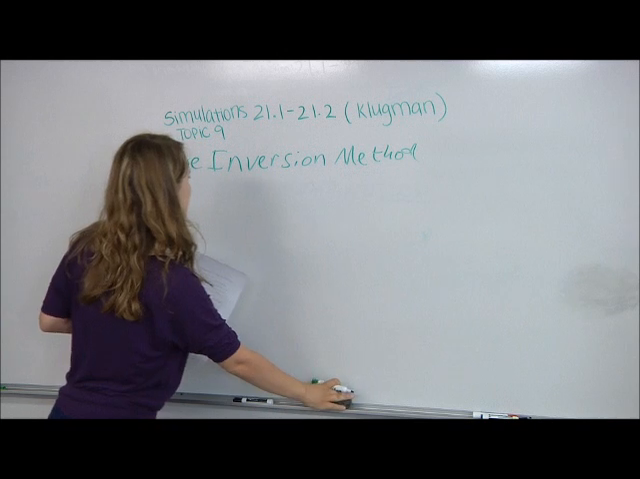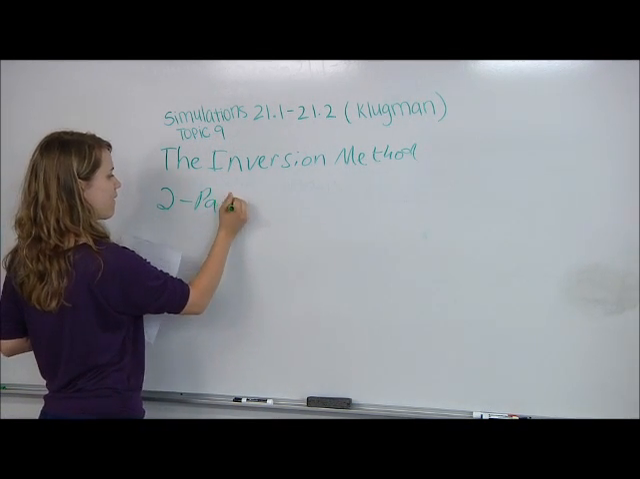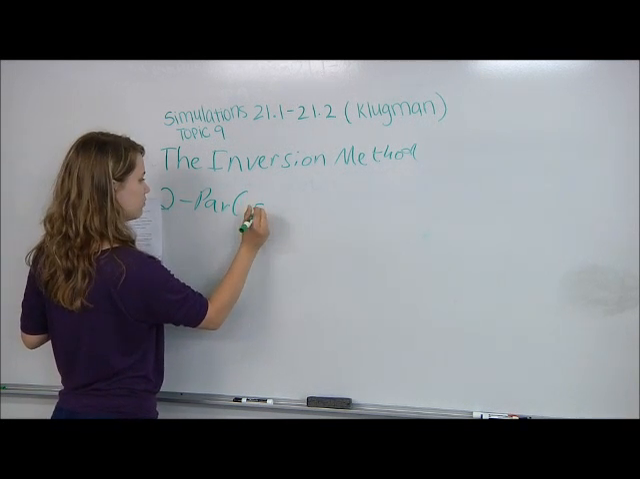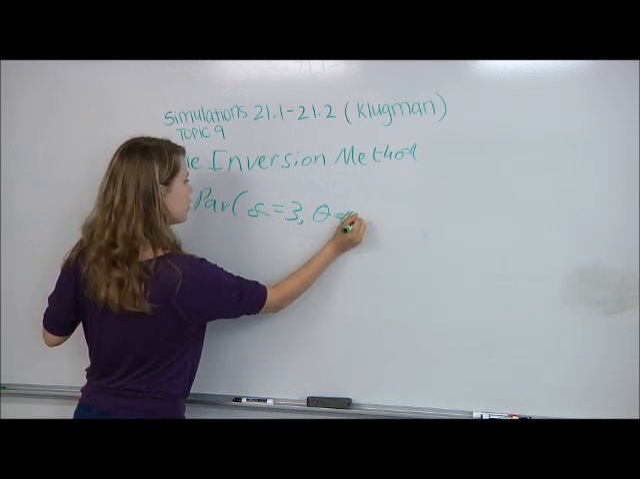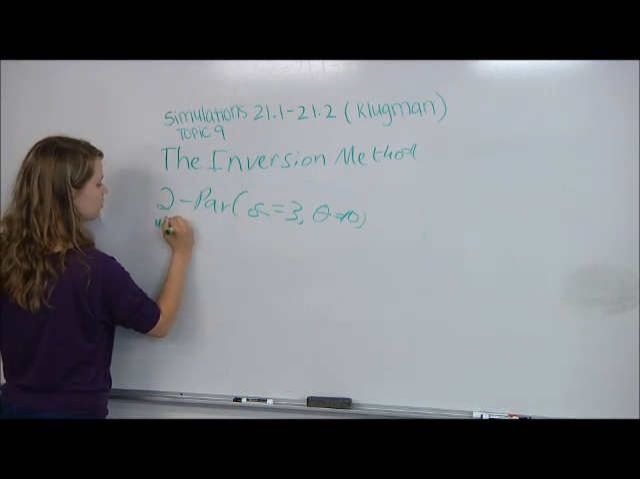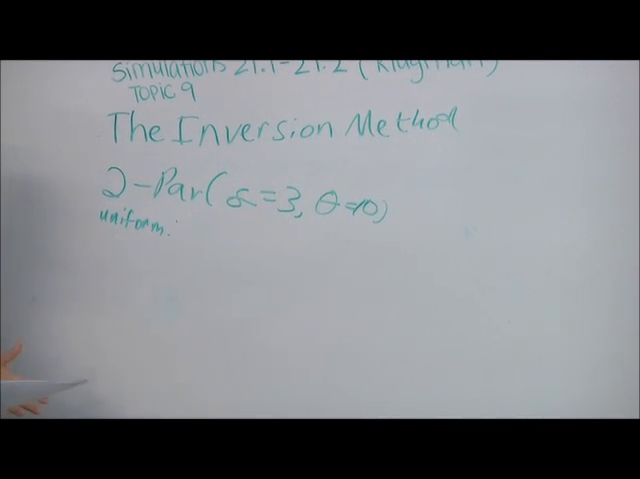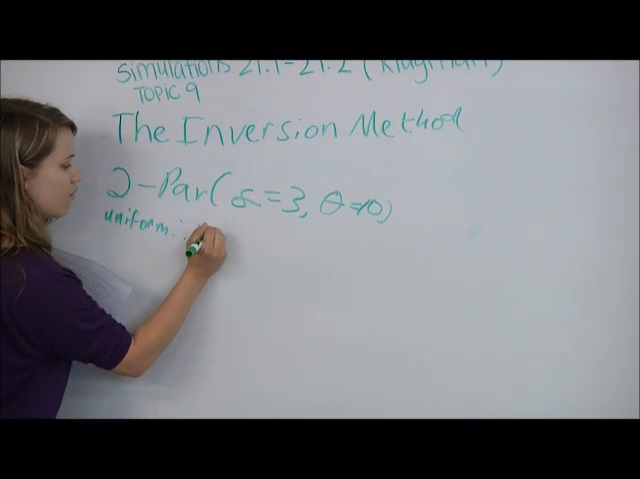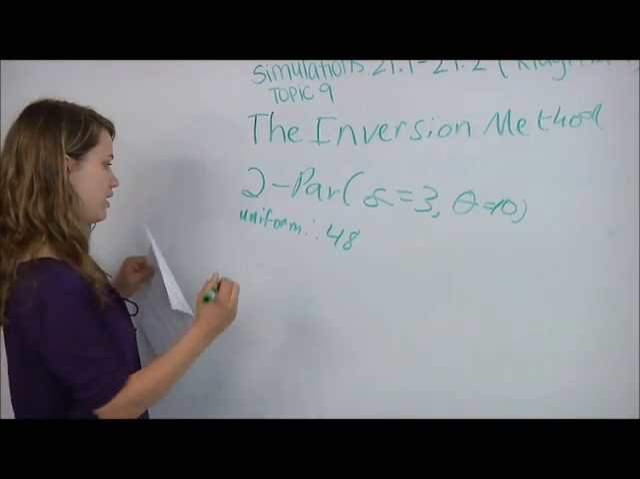Okay. Say we're told that our population comes from a 2 Pareto with alpha equal to 3 and theta equal to 10. And we were given that one of the numbers from the uniform distribution that was generated by some type of random number generator is 0.48, and they want us to figure out what number is simulated. Generally, on the SOA problems, they'll give you the number from 0 to 1 that you're supposed to use, so then you can just solve for your x.